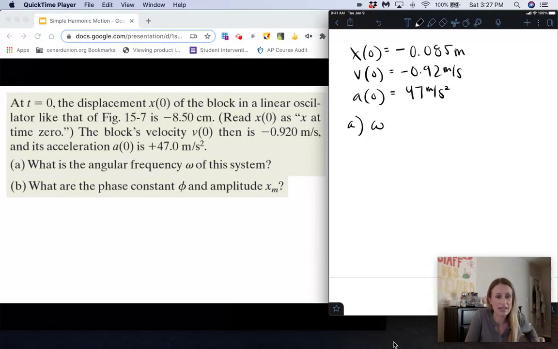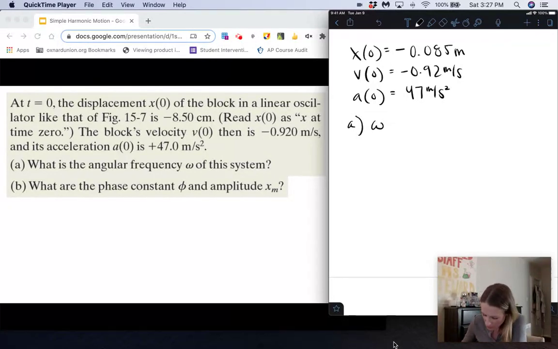Well, it says a block in a linear oscillator, and I'm sure the figure is a block on a spring. But they don't give us the mass of the block. They don't give us the spring constant k of the spring. And they also don't just give us the amplitude. So it's not particularly easy to find angular frequency. However, what we can do is use our equations for displacement, velocity, and acceleration, and divide the equations by other equations in order to get our angular frequency. I'll show you what I mean by that.